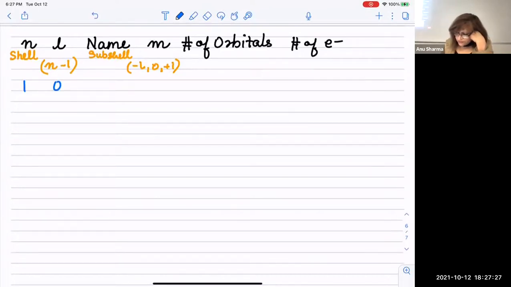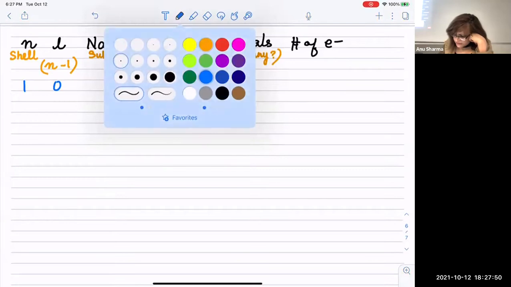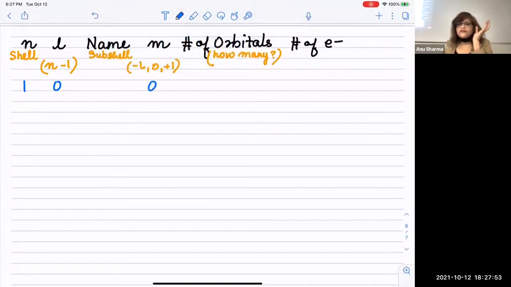Okay, and what would be the value of M? If L is 0, then the value of M also becomes 0. But number of orbitals means how many orbitals are there? Like I said, 0 does not mean that there's nothing. That means there's something. 1. So the actual name is 1s. The name of the orbital is 1s.